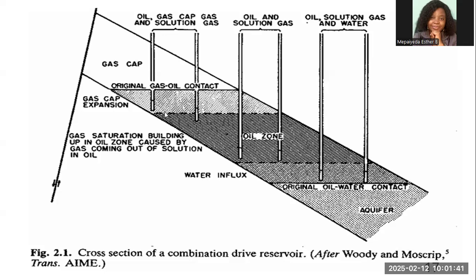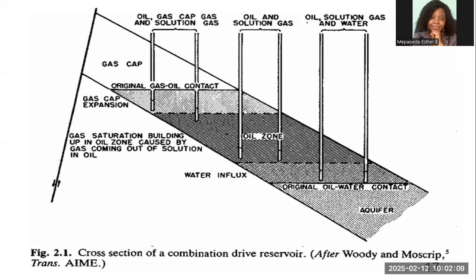Okay, so here you see this dashed line. So this is a new gas oil contact. As gas expansion occurs, what happens? This contact moves down. So here we see these two wells located directly in the oil zone. So here you have energy from the oil and energy from the solution gas.